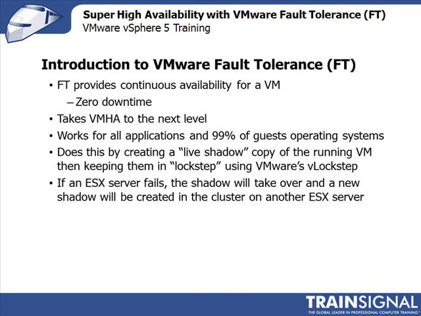The cool thing is that unlike other continuous availability applications or high availability solutions, VMware's Fault Tolerance works for just about every application out there and 99% of all guest operating systems. And that's because it's not doing some sort of high availability within the operating system. It's doing a complete mirror, or a live shadow copy, of the virtual machine, everything in RAM, and all those changes that go through the CPU. So this is called keeping the virtual machines in lockstep.